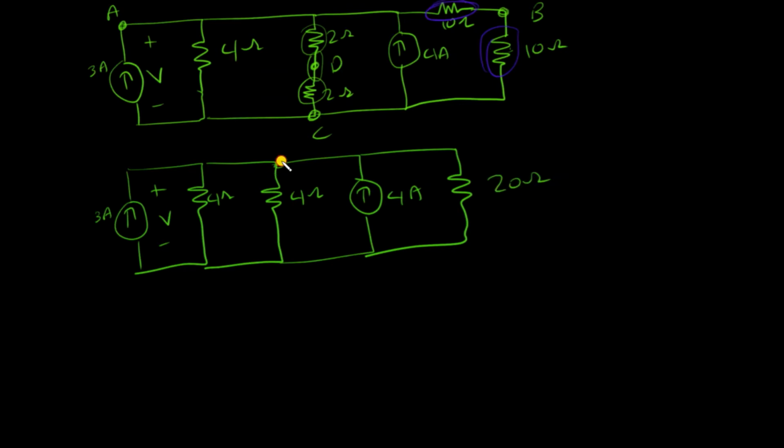Let's just mark the nodes again. This is node A and this is node B. There are just two nodes. Everything is in between these two nodes, and everything is in parallel. So let's just interchange the positions so the current sources are together. So that would make this, I'm sorry for my writing.